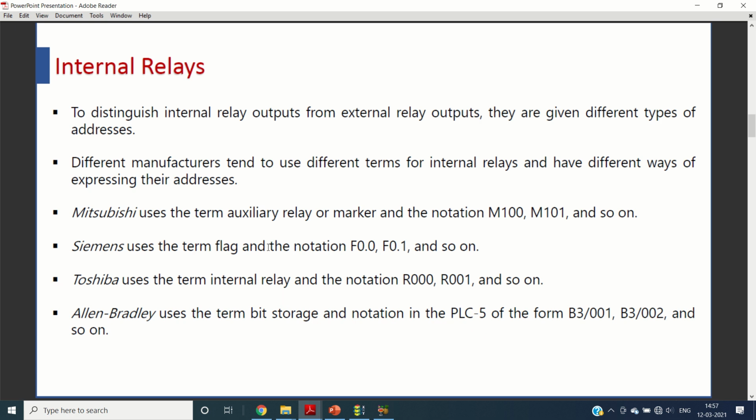Siemens uses the term flag and the notation is F0.0, F0.1. Likewise, Toshiba uses R000, R001, and so on. And in Allen Bradley, we use the term bit storage, so this is B3/001, B3/002. Actually, these are the addresses. You may wonder why it is B3/001 and why it is not B1/001. This is actually the memory map where they are placed, and accordingly the addresses have been given.